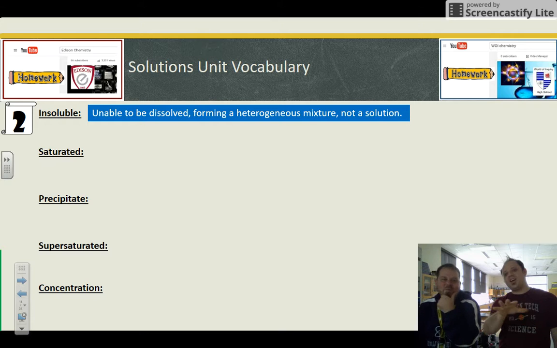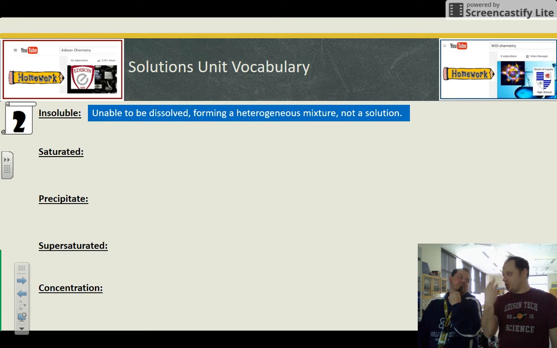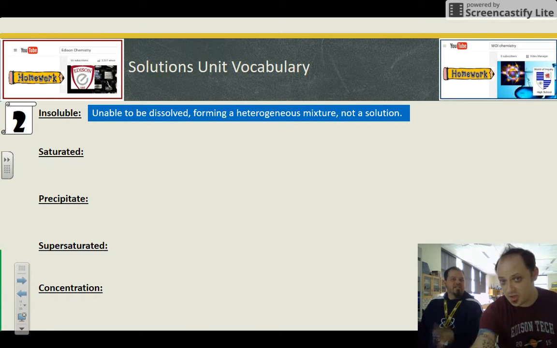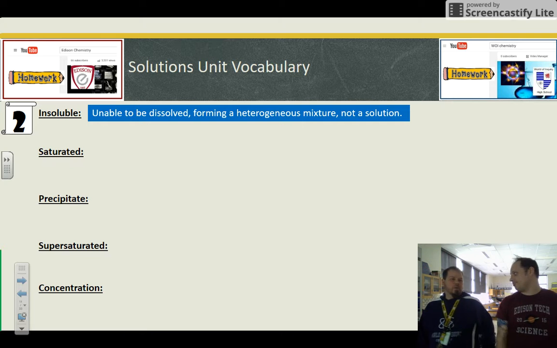Yeah, just to clarify, without all the laughter: if I put sand in water, it's insoluble, and it's a heterogeneous mixture. I can see two different things. It's not a solution. No.